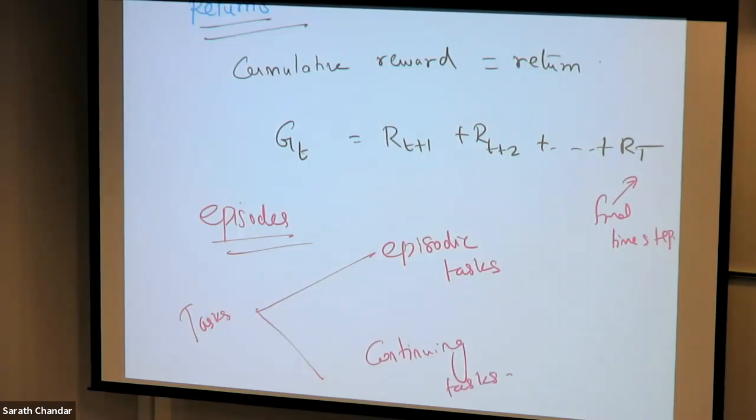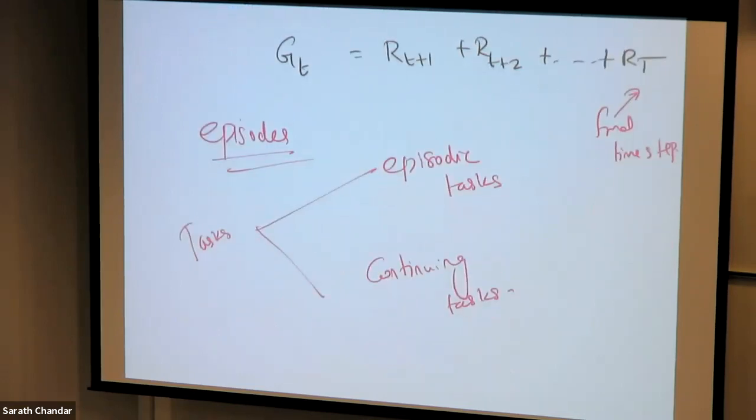Okay. Now, when I have an episodic task, this GT definition is fine. But when I have continuing tasks, I'm going to come up with a new definition for GT. My definition for GT is going to look something like this.